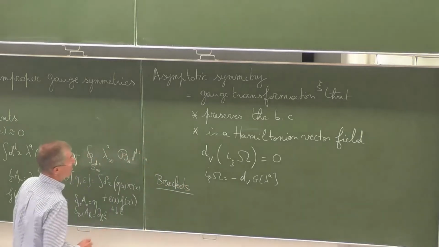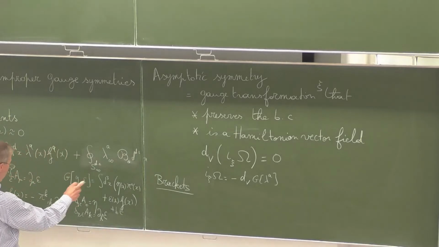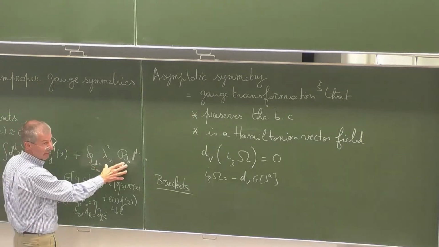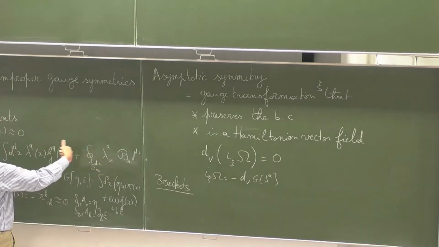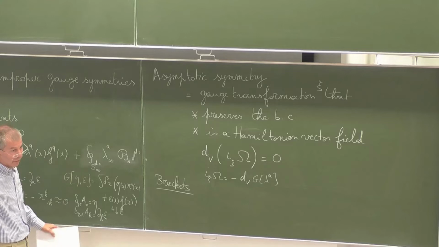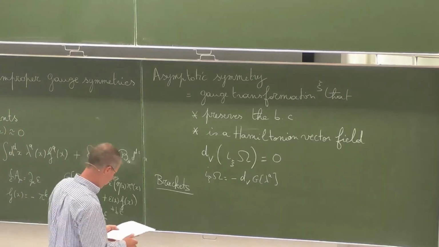Now, why do we call it asymptotic symmetry? I call it asymptotic because the form of the generator tells me that the value only depends on what is at infinity. So if lambda at infinity is extended inside in a different way, the value of the generator will be the same. So it's only the asymptotic value of the transformation, in a sense, which is relevant. And I will make that statement more precise now.